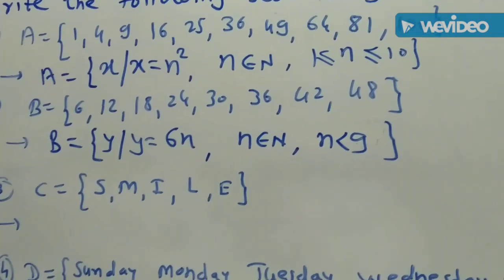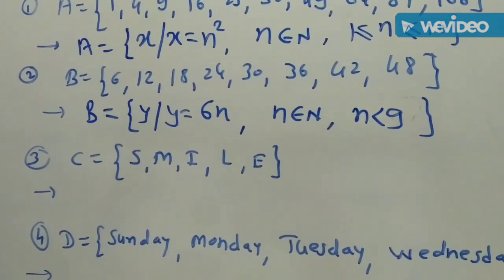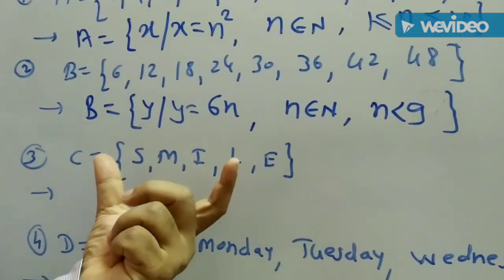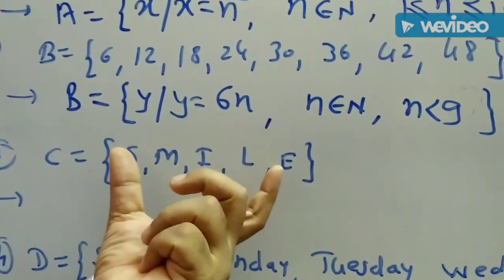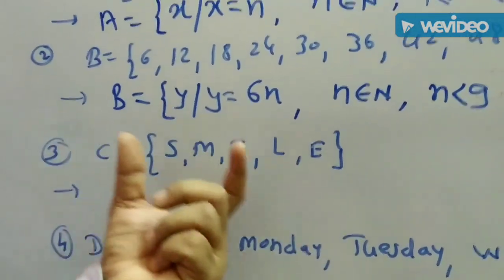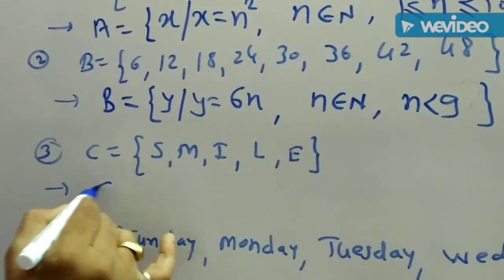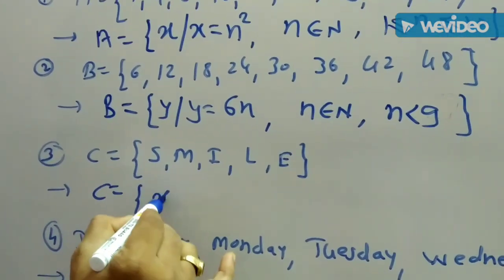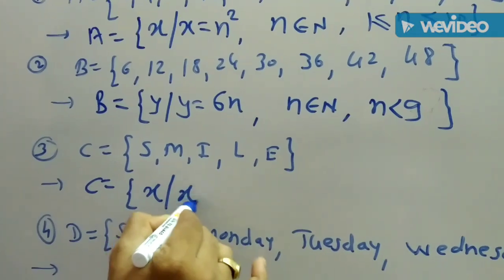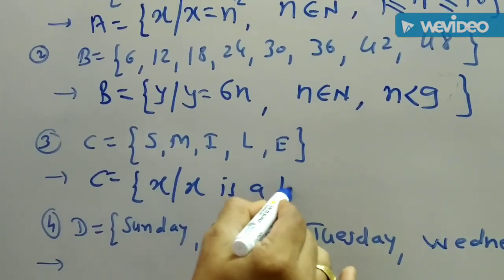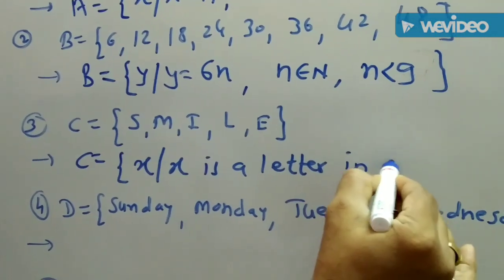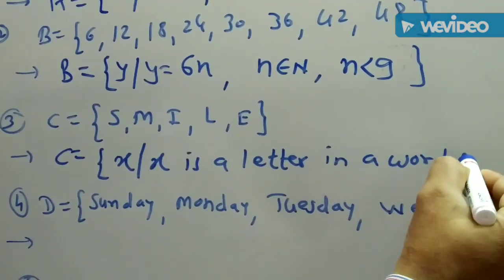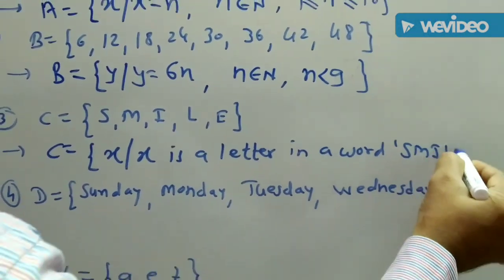Then C is equal to S, M, I, L, E. These are the letters of some word. And which word is formed from these letters? Smile. And therefore we write here C is the set of x such that x is a letter in the word smile.